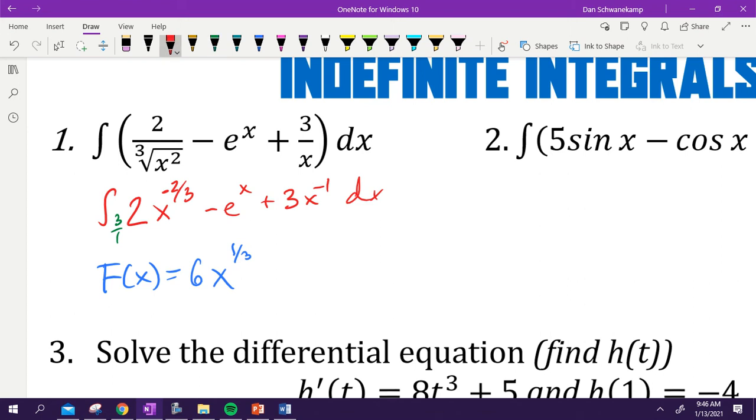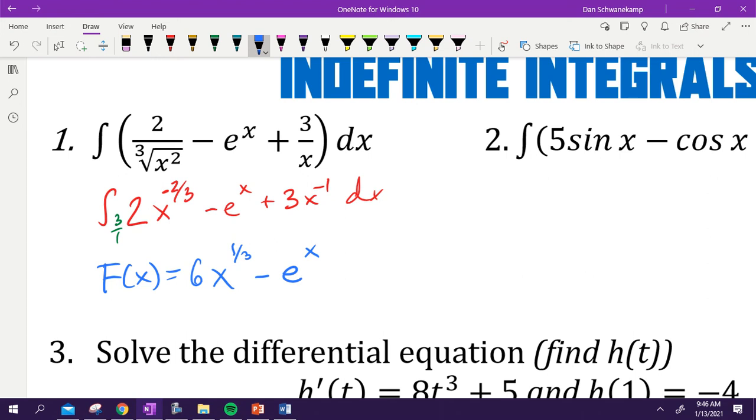What is the antiderivative of e to the x going to get me? E to the x, because the derivative of e to the x is e to the x. The antiderivative of e to the x is e to the x. And then I've got 3x to the -1. I add 1 to my exponent and get x to the 0. And then I divide by 0, and that should set off an alarm in my brain.